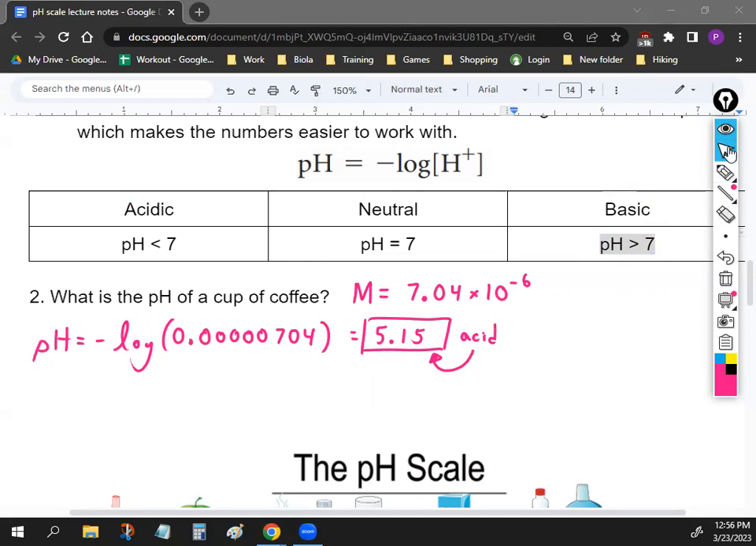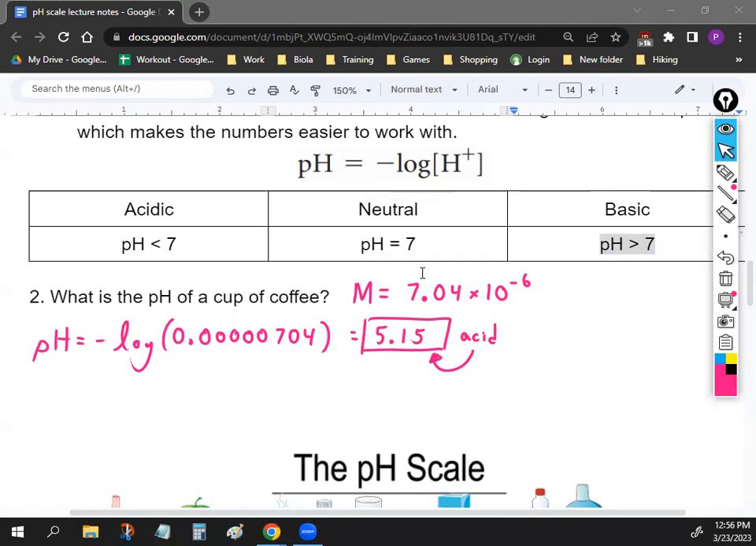So next time you're drinking coffee from your parents, just tell them, I'm taking acid. And that is scientifically an accurate statement. And you're drinking a type of acid. It's not the acid they're going to be thinking about, but coffee is a type of acid. Okay.